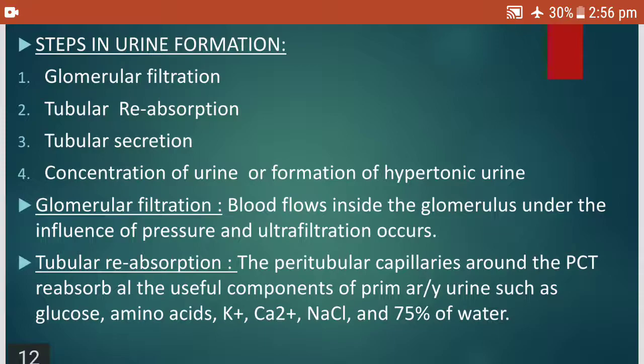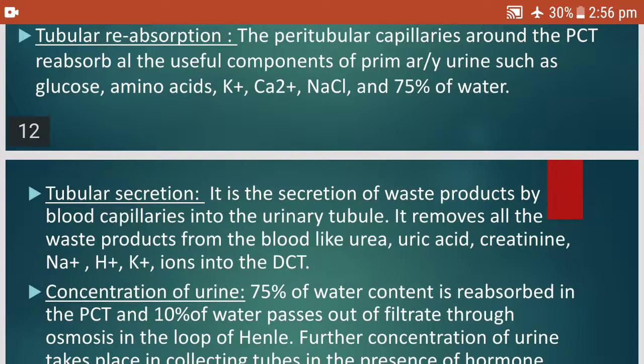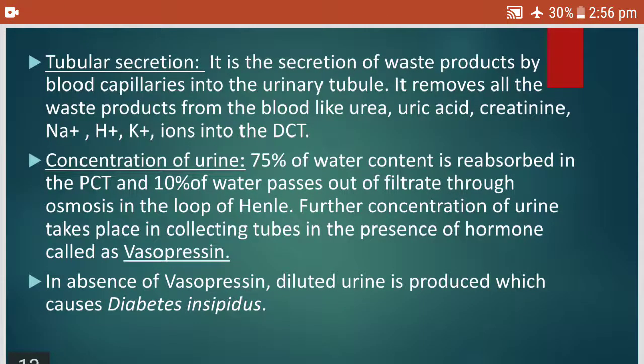glucose, amino acids, potassium, calcium, sodium chloride and 75% of water. So these are getting reabsorbed back into the blood from the tubule. What is tubular secretion? It is the secretion of the waste products by the blood capillaries into the urinary tubule. It removes all the waste products from the blood like urea, uric acid, creatinine, and sodium, hydrogen, potassium ions into the distal convoluted tubule. Then what is the last step?